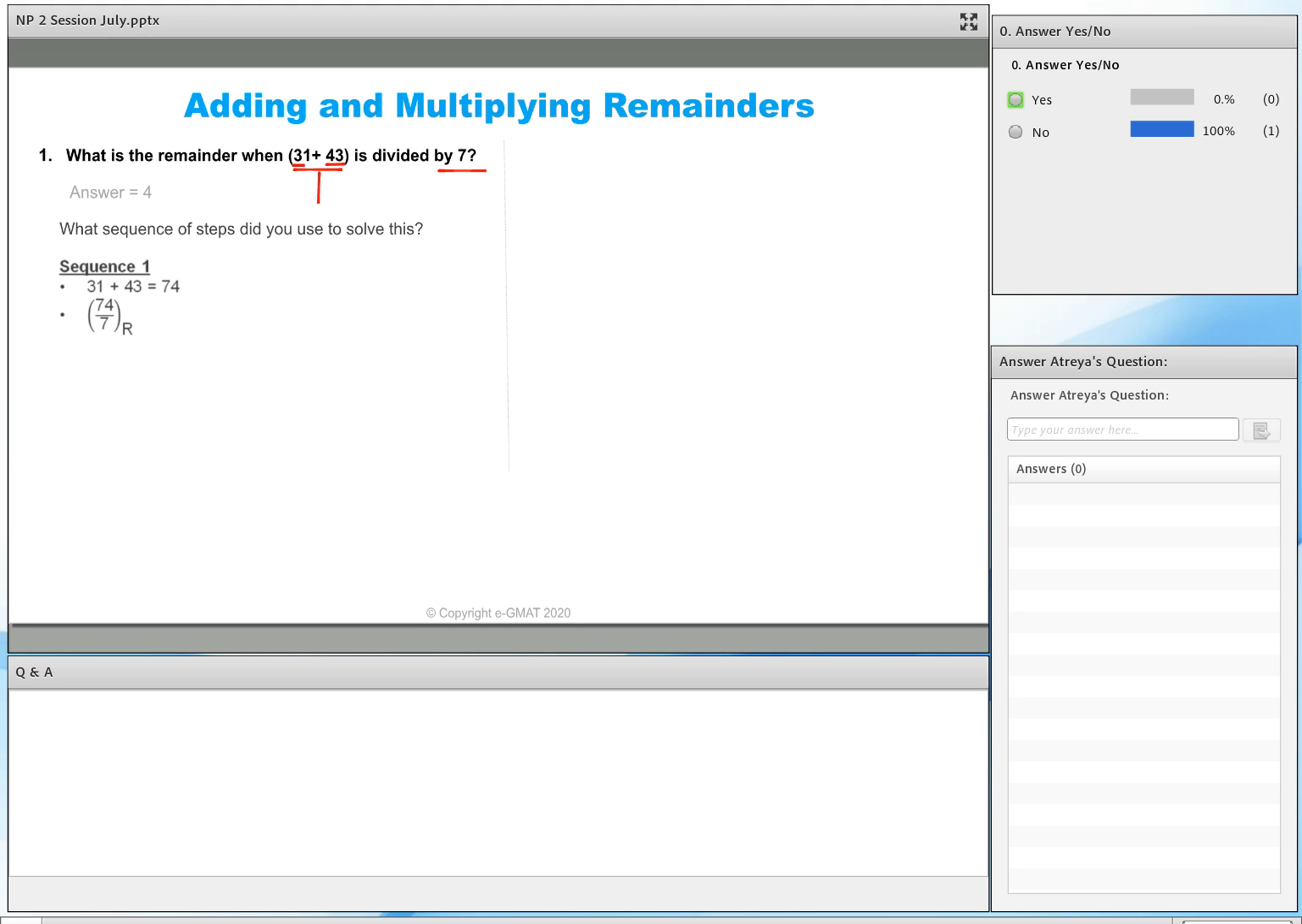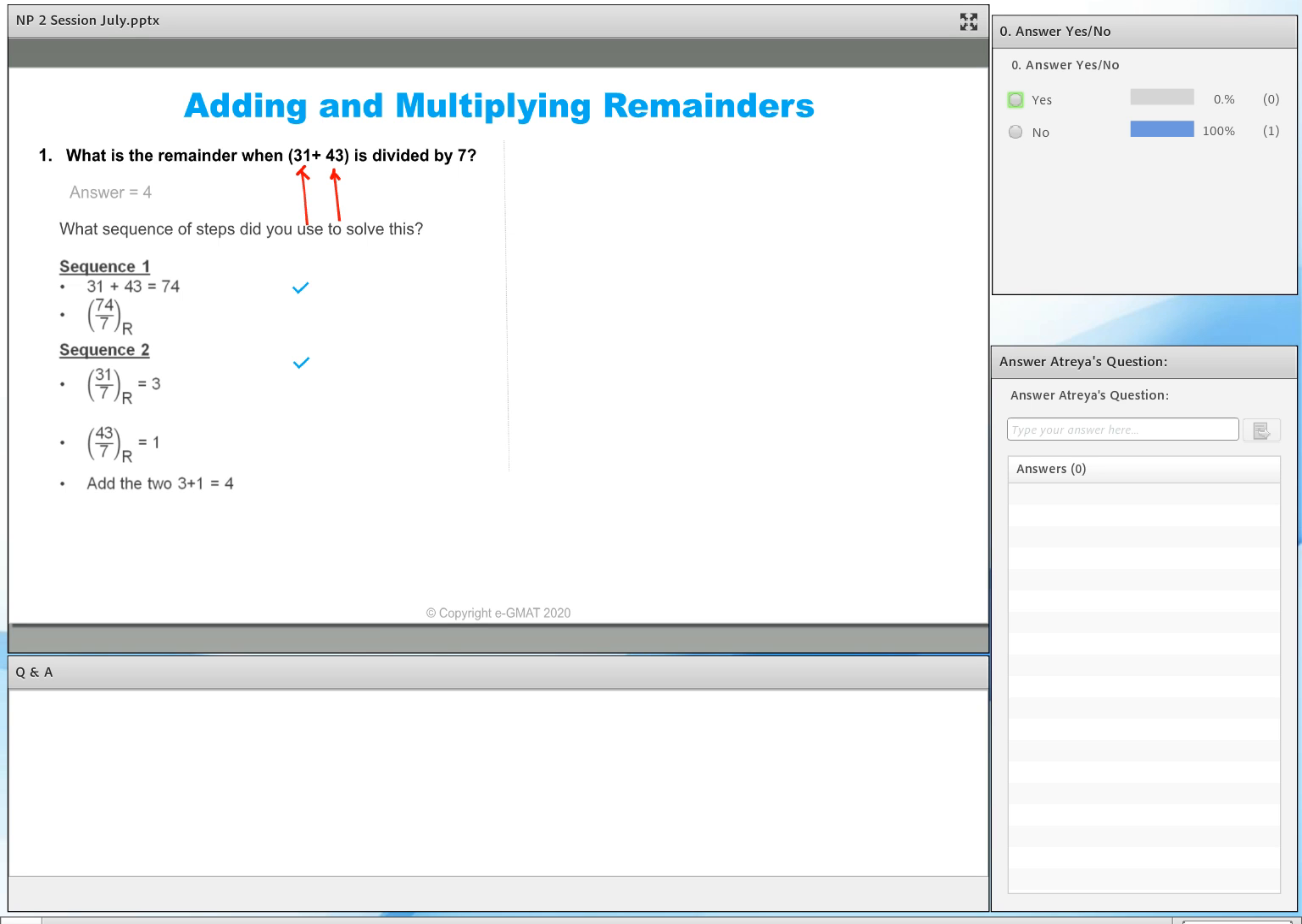You can either calculate the sum, that is 31 plus 43, which is equal to 74, and then calculate the remainder by dividing the sum by 7. So 74 by 7, you then get to the answer. That's my one approach. The second approach is you calculate the remainder for 31. What is the remainder when I divide 31 by 7? You do the same for 43. What is the remainder when I divide 43 by 7?